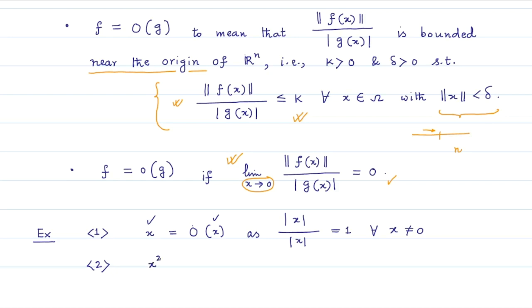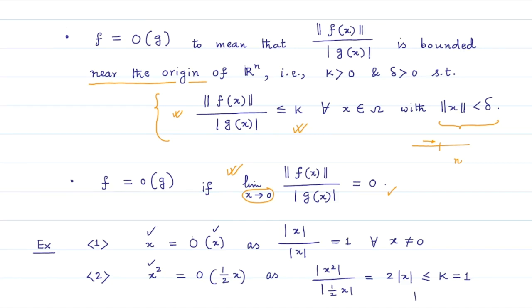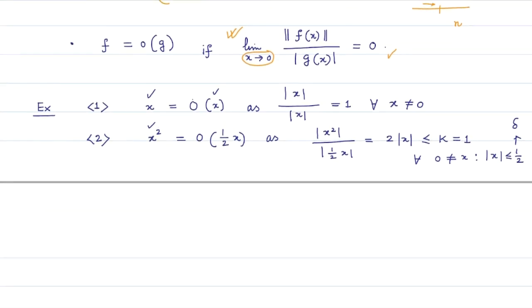Next, you notice that for a real valued variable x, x square is of big O of half x, since modulus of f(x), which is modulus of x square, divided by modulus of g(x), which is modulus of half of x, is equal to 2 mod x, which is less than or equal to some constant capital K, say 1, for all non-zero x with mod x less than or equal to half. So with K equal to 1 and delta equal to half, we have this condition fulfilled, and therefore x square is capital O of half of x.